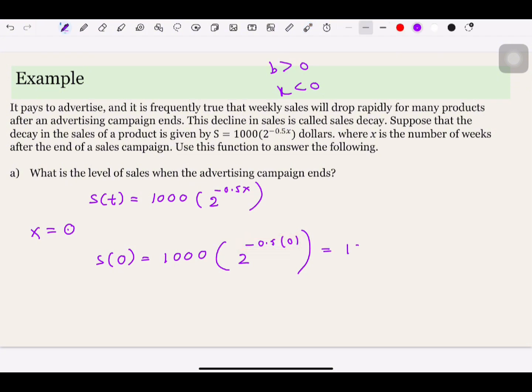So 1000 multiplied by 2 to the power 0. Any number to the power 0 gives you 1. So this is 1000. If you want, you can use your calculator to get this answer. So the level of sales when the advertising campaign ends is $1,000. This is the starting point before the decay begins.